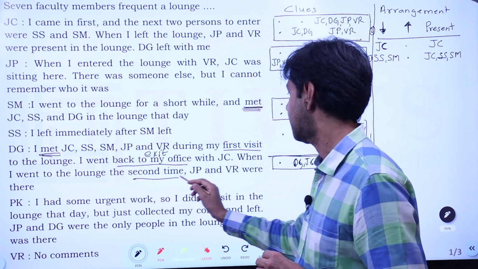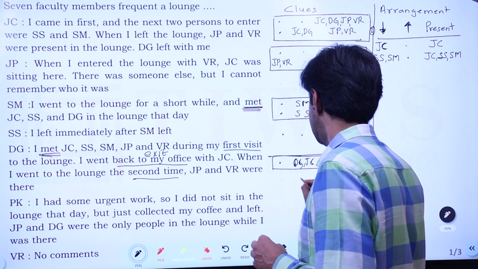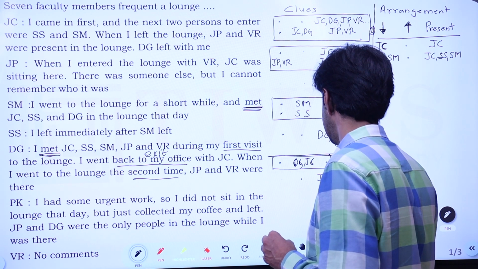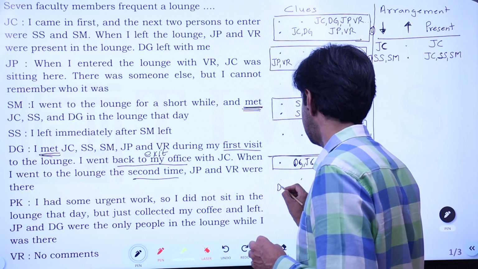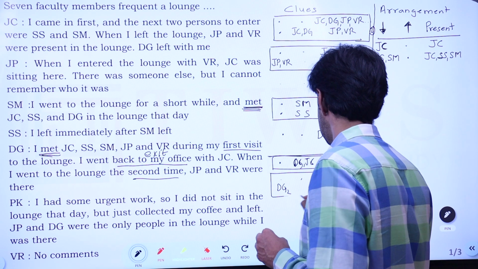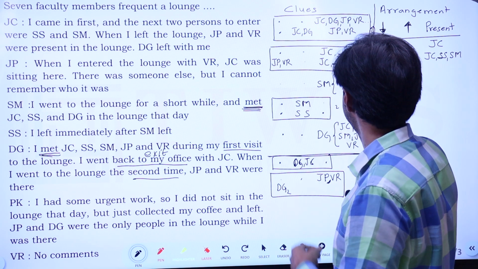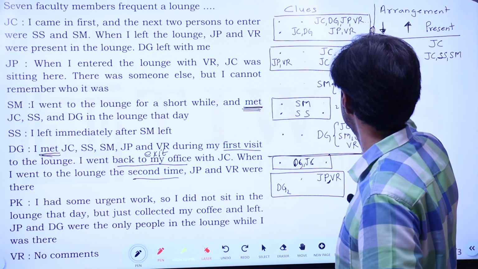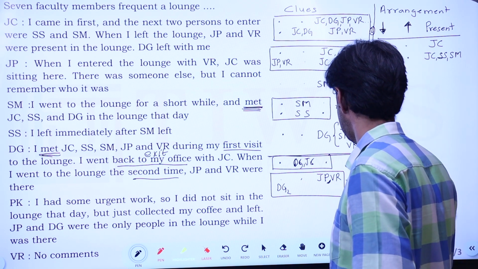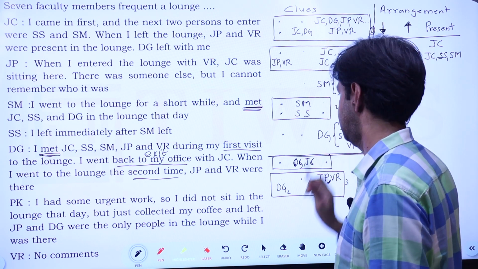When I went to the lounge the second time, JP and VR were there. This is very similar to what we had earlier. So there is going to be JP and VR. JP and VR are present over there, and that is the time when DG enters the second time. Okay, JP VR is going to be present. We had JP VR. Okay, so this is a later event. JP VR are present, and then DG comes. So after 2, there could be this 3. So 1, 2, 3, it looks like, and first this and then this is going to happen.